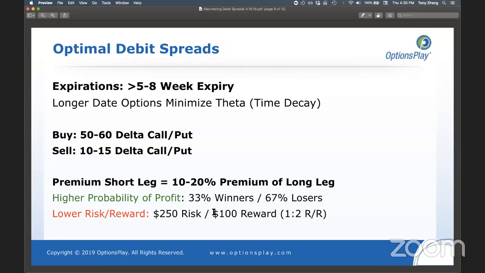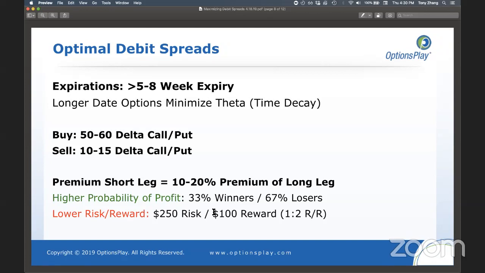Even if you're just buying a call or a put, you generally want to go out at least 5 to 8 weeks to buy options. Even if you only plan on holding onto the trade for a week or two, you should still buy a longer dated option because it's going to erode much slower than buying, let's say, a 2-week option.